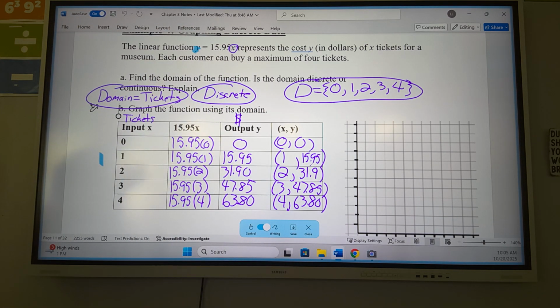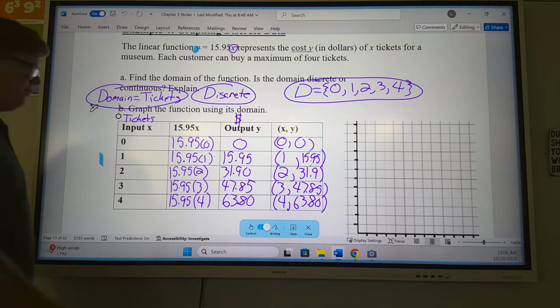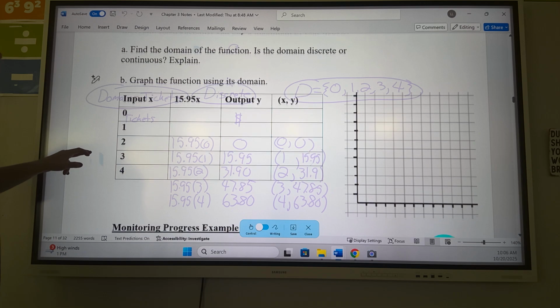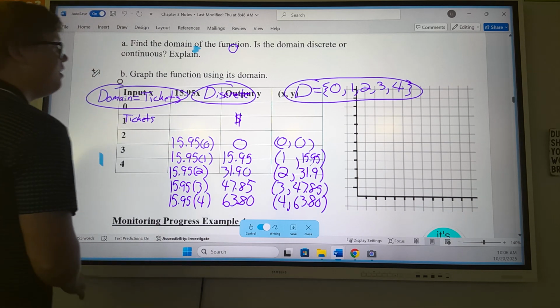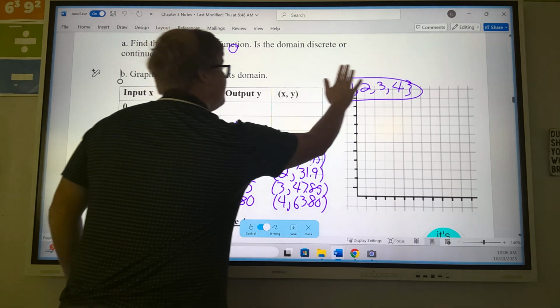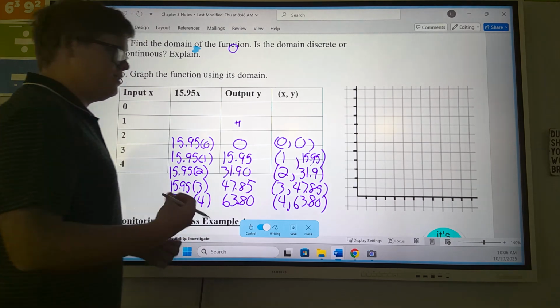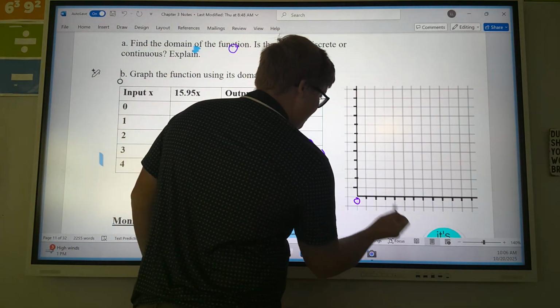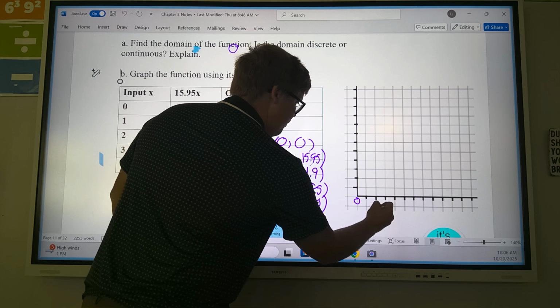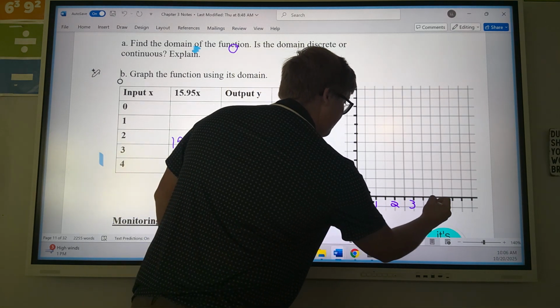Okay, we have all of our values. We know tickets was our domain. And we know we could buy up to 4 tickets. We could also choose to buy 0 tickets, right? Now all we have to do is graph it. So I'm going to scroll down, and I'm going to graph. So remember, our x-axis is represented by our domain or our input. Our input was tickets. We bought 0 to 4 tickets. So let's put 0 here. Let's skip one, give ourselves some room. 1, 2, 3, and 4.